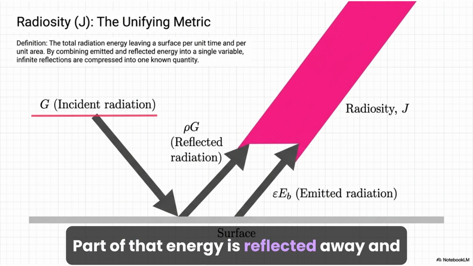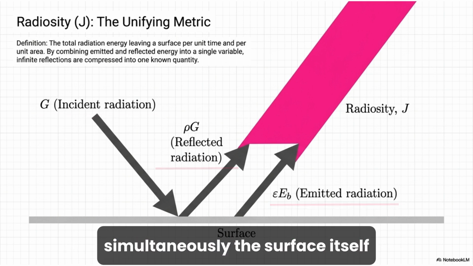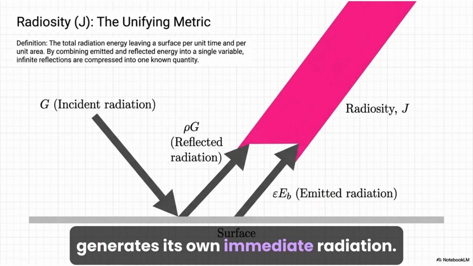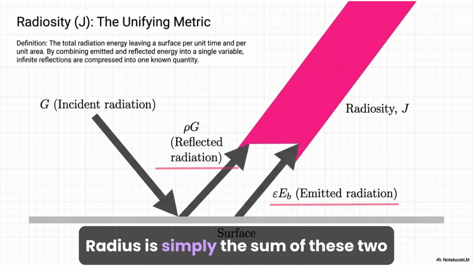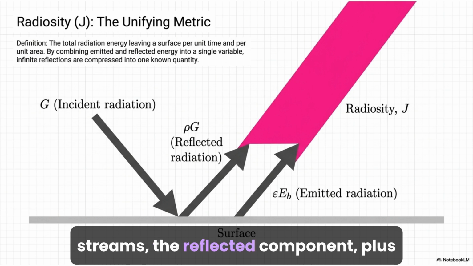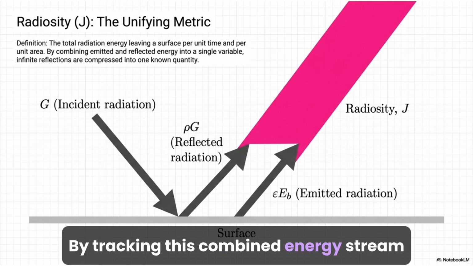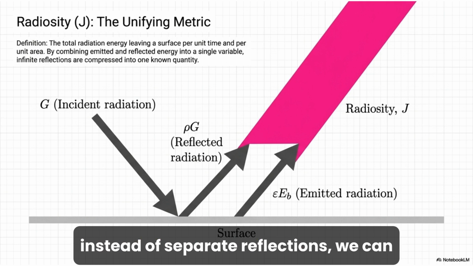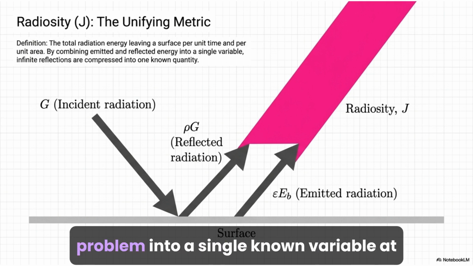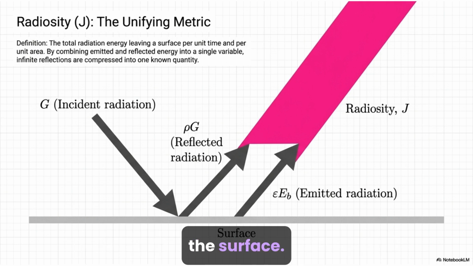Part of that energy is reflected away, and simultaneously, the surface itself generates its own emitted radiation. Radiosity is simply the sum of these two streams, the reflected component plus the emitted component. By tracking this combined energy stream instead of separate reflections, we can collapse a highly complex tracking problem into a single known variable at the surface.